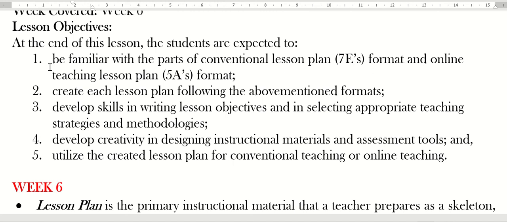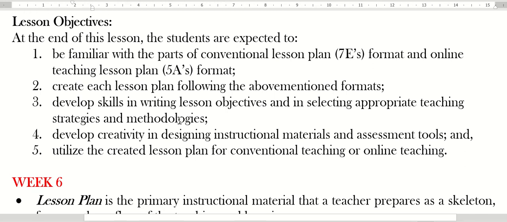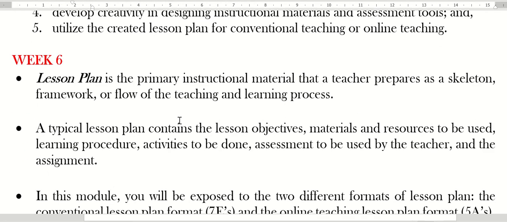Number 3. Develop skills in writing lesson objectives and in selecting appropriate teaching strategies and methodologies. Number 4. Develop creativity in designing instructional materials and assessment tools. And number 5, utilize the created lesson plan for conventional teaching or online teaching. Okay, let's start the discussion.